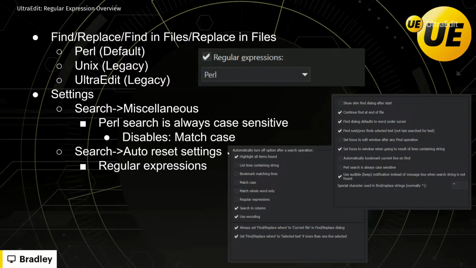The Unix expressions are not much different than Perl. They're more of a subset. They were put in before Perl was adopted in UltraEdit. The Perl regular expressions were adopted, so they're just a subset, and they exist. They really are more of a legacy. They're there for people to use who already have a workflow that uses them. The UltraEdit are a little more interesting.